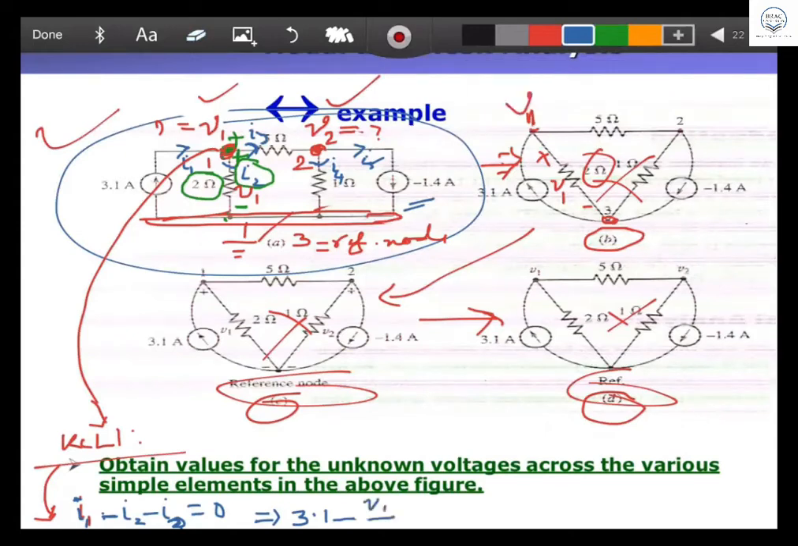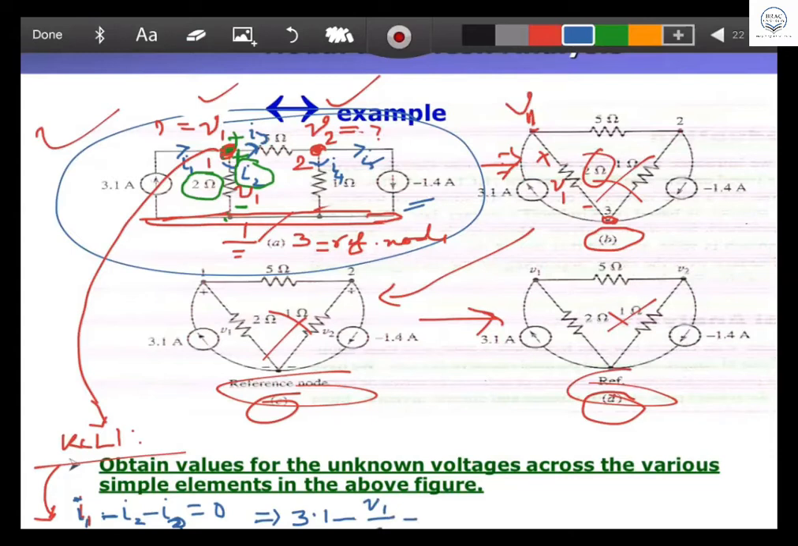We are going to substitute the value of I2 here. I2 means V1 divided by 2, where 2 is the resistance. Got it now? You can understand it now. If I put I3, what do you think I3 equals?